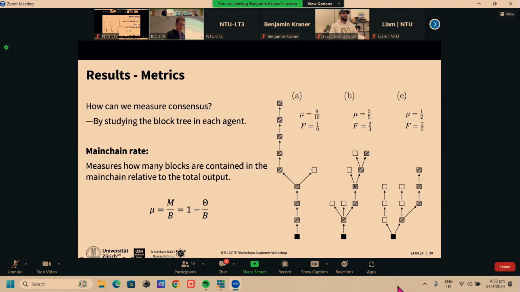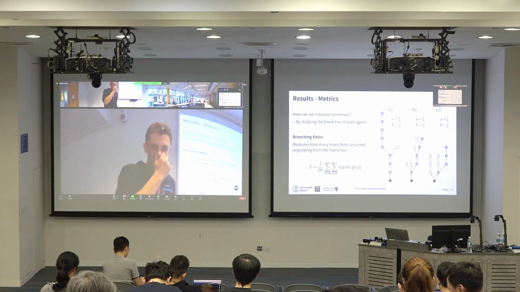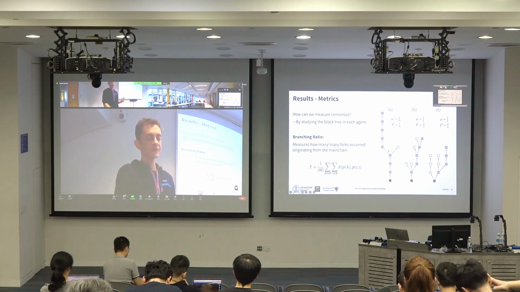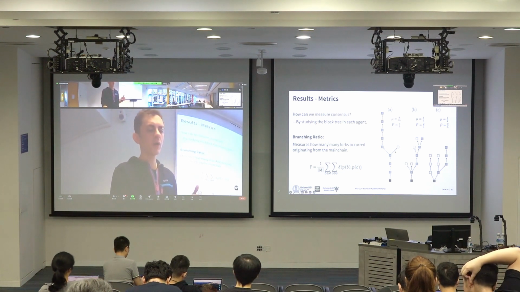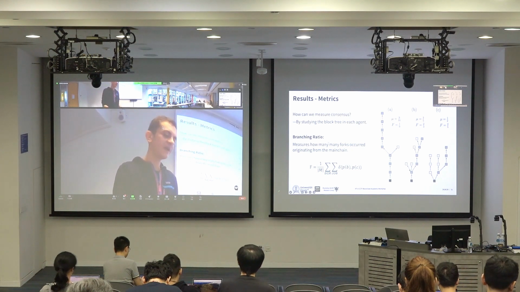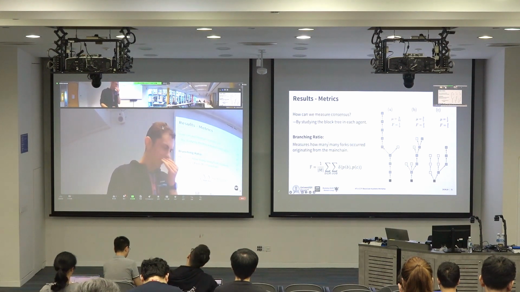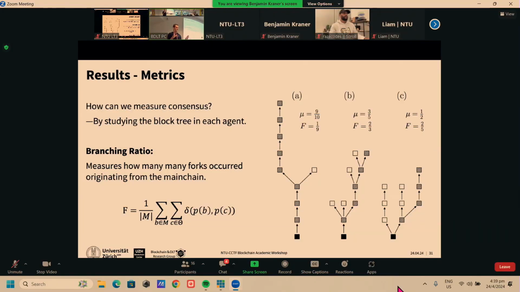The second metric I want to present is the branching ratio, and this simply measures how many blocks are produced that fork away from the main chain. In this case, we would count 1, 2, 3, 4, right? 1, 2. So you can start to think about how the block tree is structured. If the branching ratio is very high, you will have a lot of blocks that go away, but probably the fork length will be shorter than if you had a low branching ratio.